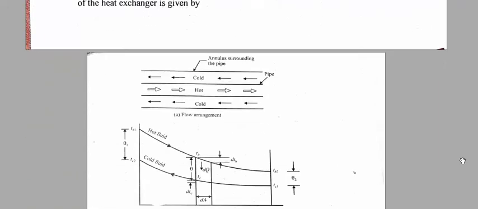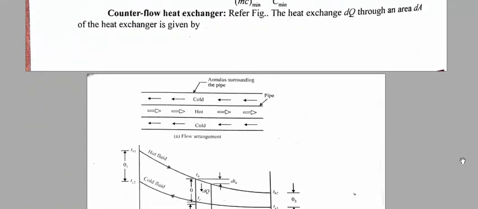Now we have to learn about the counter flow. The counter flow is the type of flow in which, if the hot fluid is moving to the right side, the cold fluid is moving opposite to the hot flow. The flows are across each other, not parallel and not in the same direction.